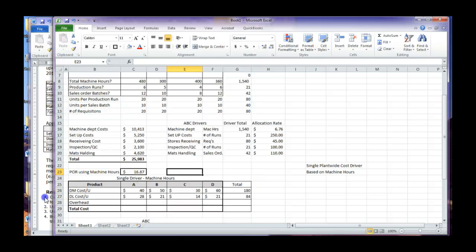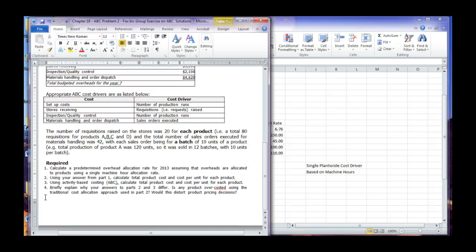So then, if you come down here, back to the original problem, the first thing they're going to want you to do is calculate a predetermined overhead allocation rate, assuming that overheads are allocated using the single machine hour rate. Oh, hey, we just did that. That's 16.87. So here you would just draw in 16.87, which all it is you're taking that number and dividing it by the total number of machine hours. Okay. Still with me? Probably not. But what's nice is there's a rewind button on this. You can watch this as many times as you want.